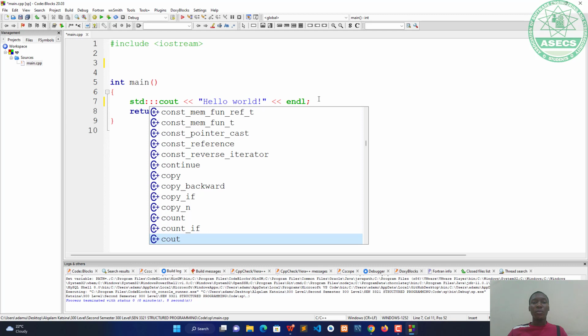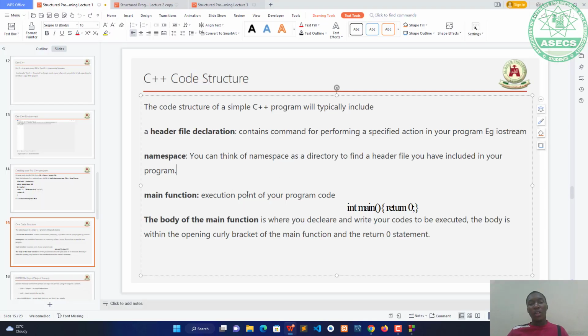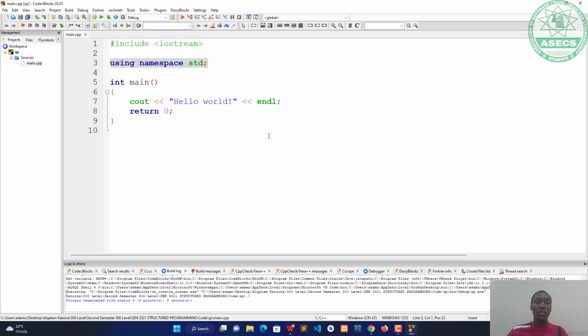And the problem is duk lokacin da mutum zai ce cout, you have to say std:: before it. This is too much. Abun zai zamto kamar ya zama very repetitive. Akwai redundancy. Ana ta repeating abu daya. So why not just put it in your own namespace line, and that should save you a lot of time. And now the next one is main function, execution point of your program code. A wannan main function a nan program naka ne a nan program yake executing, and this is the main function.